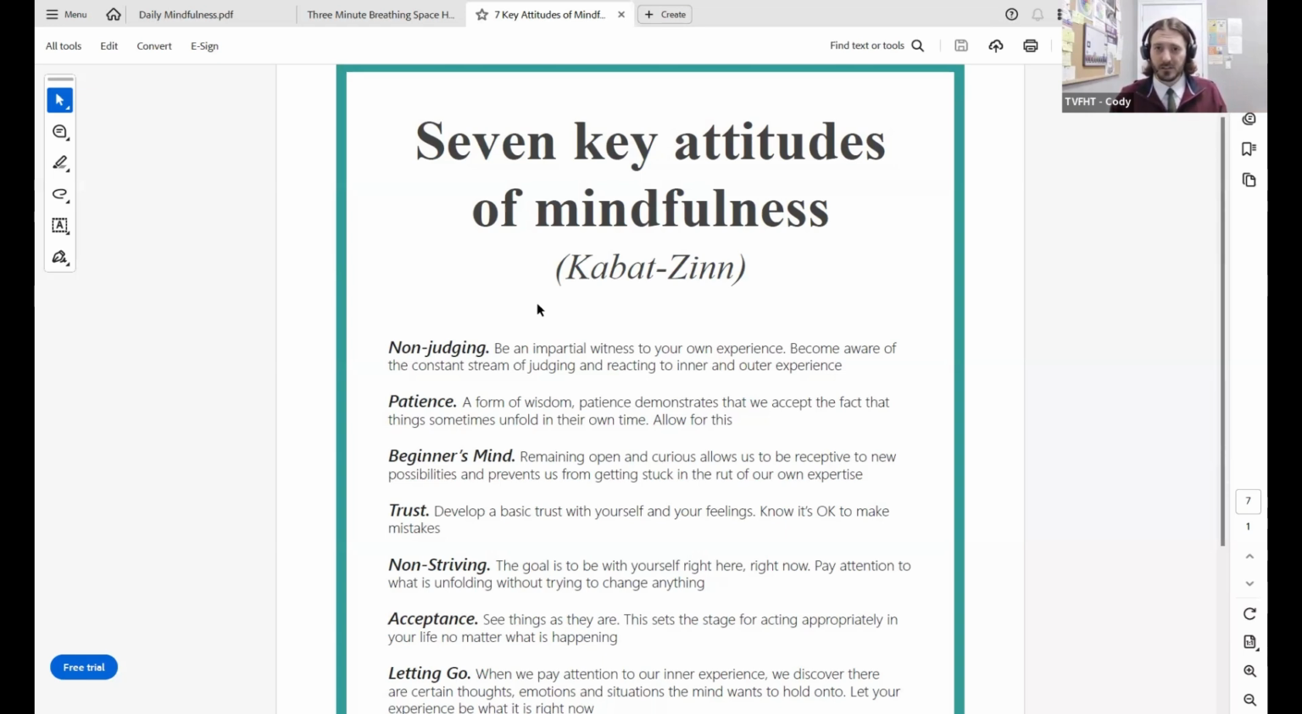Non-judging, for instance, means being an impartial observer to witness whatever it is that you're experiencing. To do so requires that you become aware of a constant stream of thoughts, judgments, inner and outer experiences, as well as your reactions to those. And that means not making positive or negative evaluations of what's happening. You simply observe it. You may be surprised at how many thoughts you have and how often you may judge those thoughts or even your experiences.